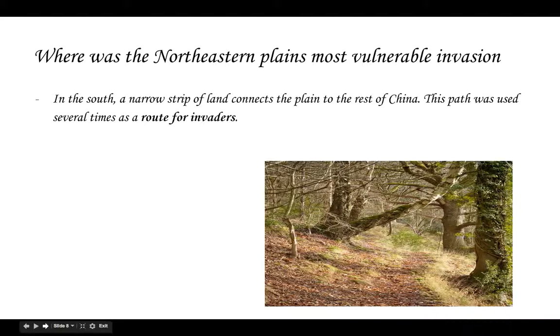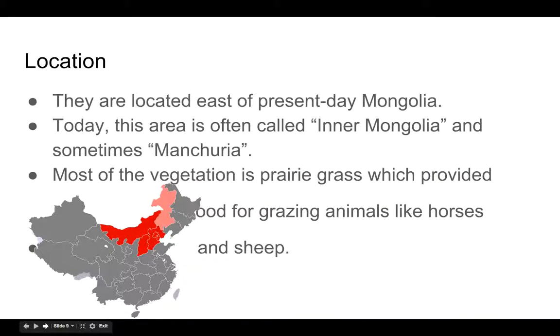So where is the Northeastern Plains most vulnerable to invasion? In the south area of the Northeastern Plains. It's a narrow strip of land that connects the plain to the rest of China. This is a path used several times as a route for invaders. We've got all those other natural physical features that are preventing people from coming, but there was a narrow strip of land that allowed invaders to come into China.